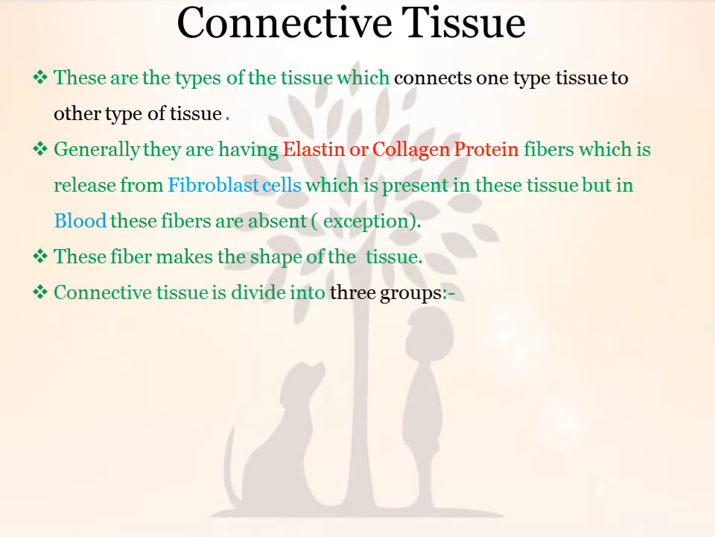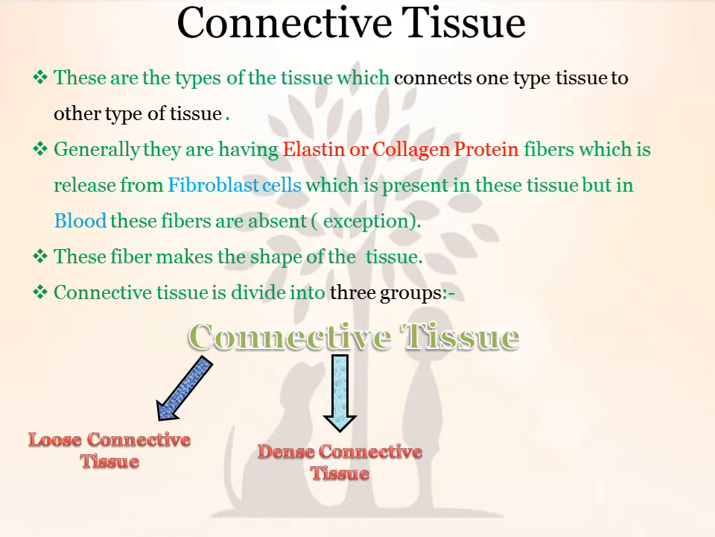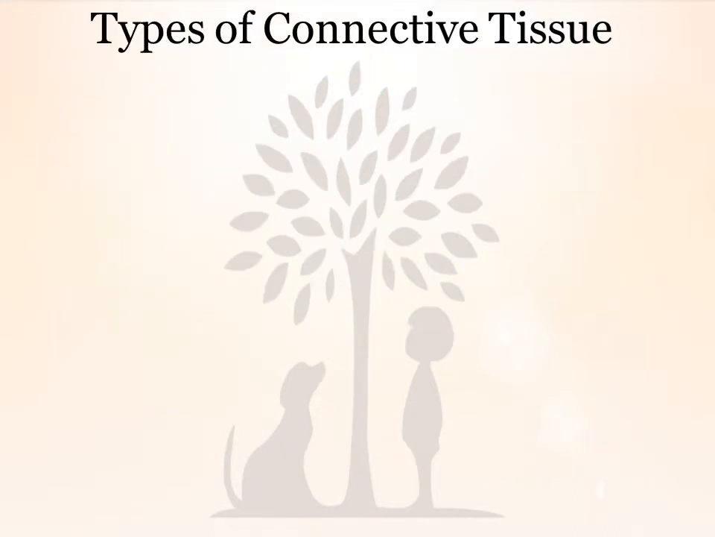Connective tissue is divided into three groups. The first category is loose connective tissue. The second category is dense connective tissue, and the third category is specialized connective tissue. As we already learned, connective tissue is of three types: loose connective tissue, dense connective tissue, and specialized connective tissue. Now we are discussing these types in brief.